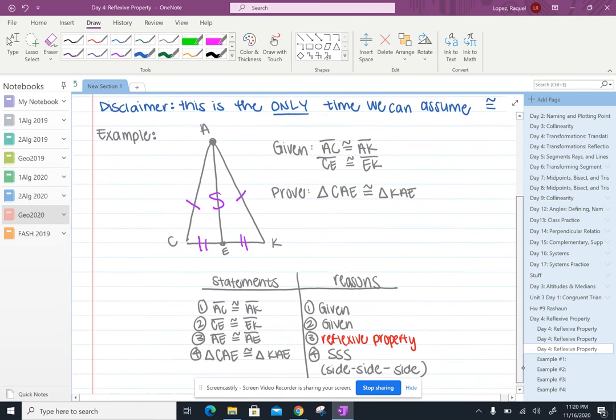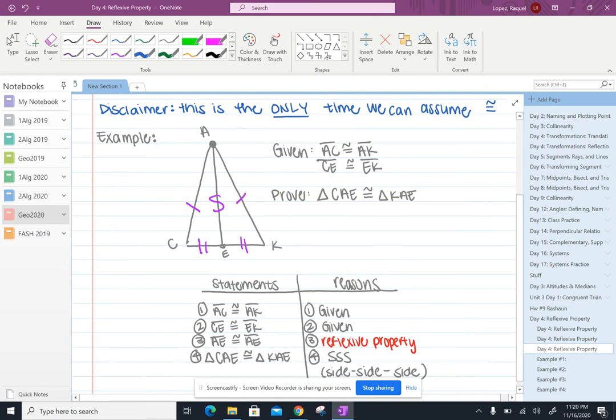And then once we've written that out, we've got enough information to prove that the two triangles are congruent by side, side, side. Here's the first side, here's the second side, and here's the third side. You want to make sure that you've got all the necessary information to prove the triangles are congruent. Now, that's how you use the reflexive property in a proof. If you've got any questions, come back to class and let's go over a couple more examples.